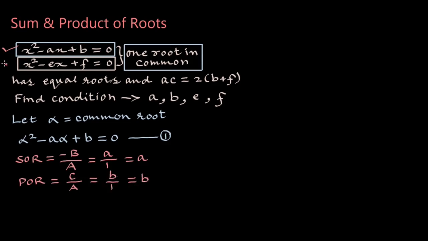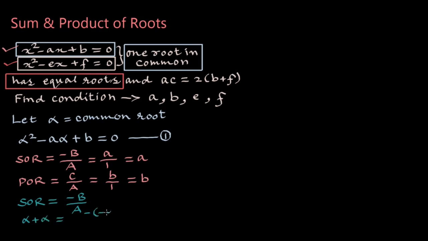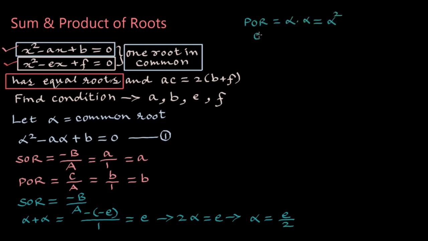Now the second equation has equal roots. So for this equation, the sum of roots is −b/a. So alpha plus alpha equals −(−e)/1, that is e. So this gives 2 alpha equals e, or alpha equals e/2. The product of roots will be alpha into alpha, alpha squared. So c/a equals f/1 equals alpha squared. So f is alpha squared.